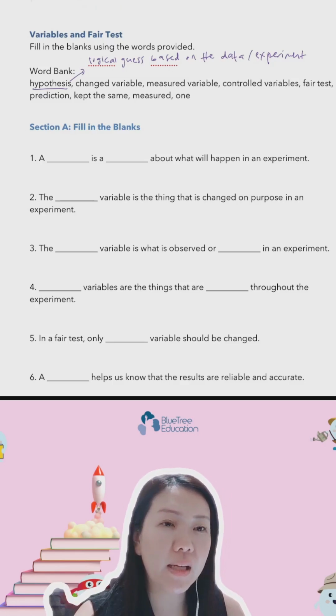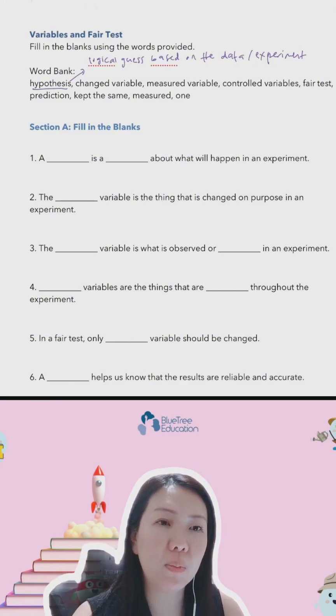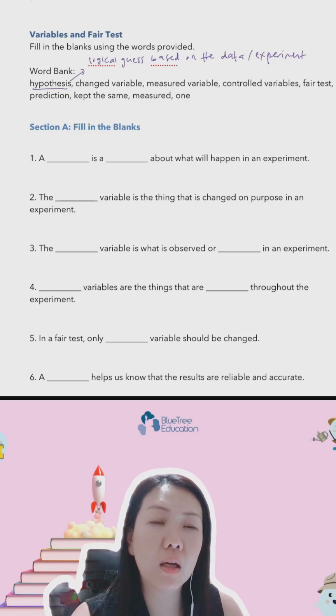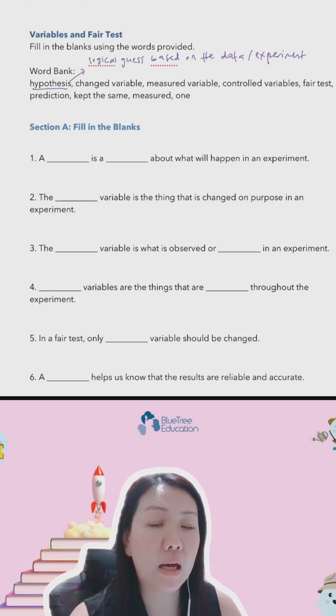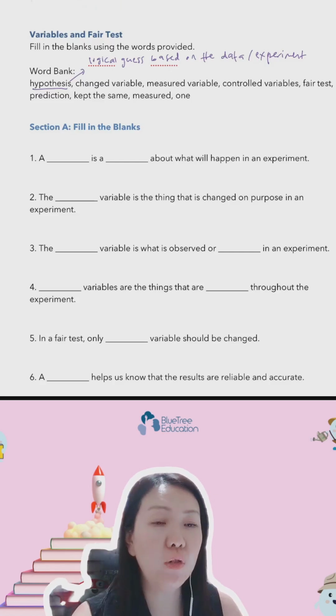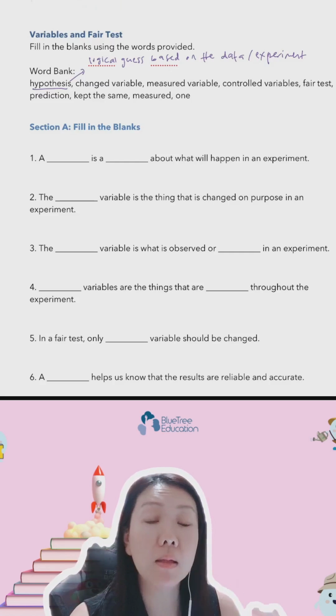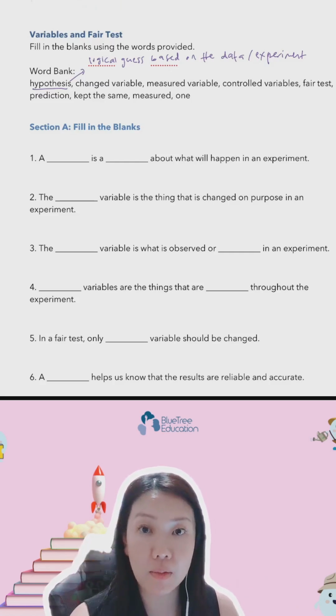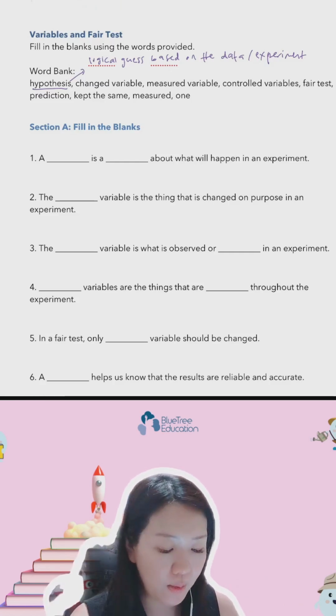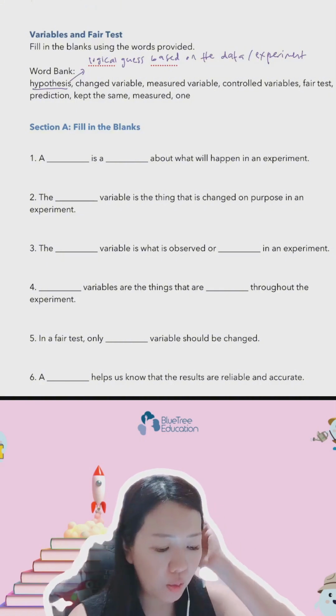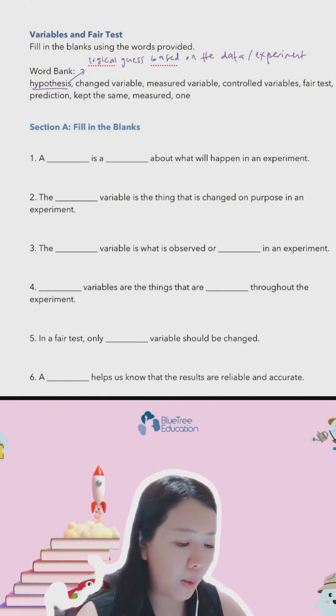Then the next ones here, we have the change variable, the measured variable, and the control variable, the fair test. Keep the measured variable, change variable, and the constant variable. They are all common questions asked in PSLE, and of course the word fair test. So here, we always say what is a what about what will happen in an experiment.